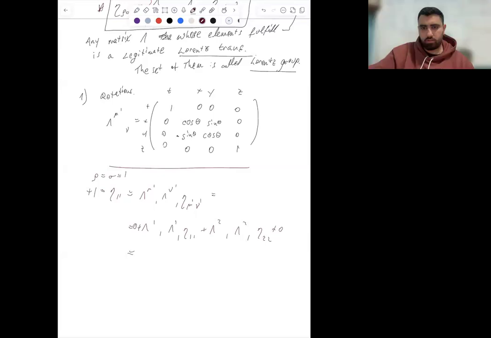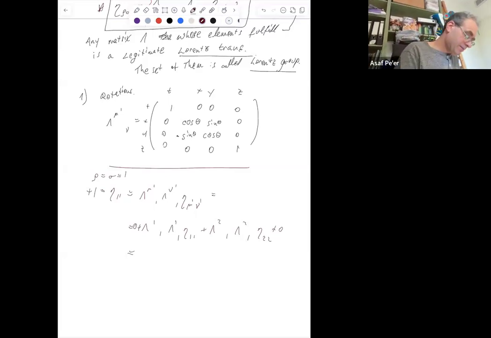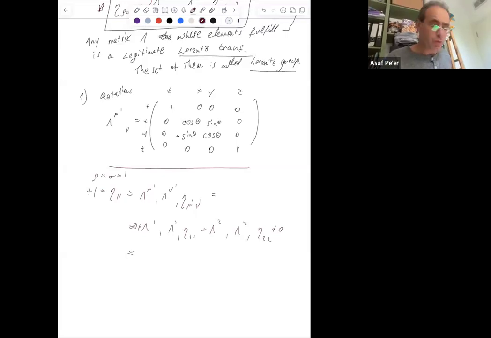What is lambda 1, 1? Cosine theta, right? This is cosine theta. So we have lambda 1, 1 is cosine theta squared.